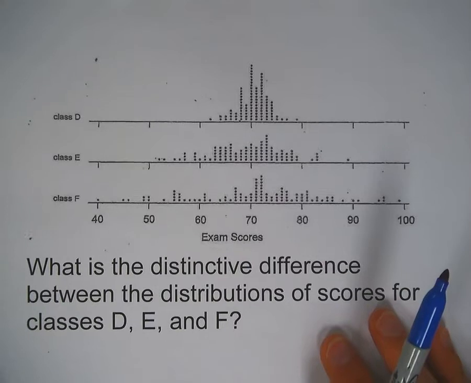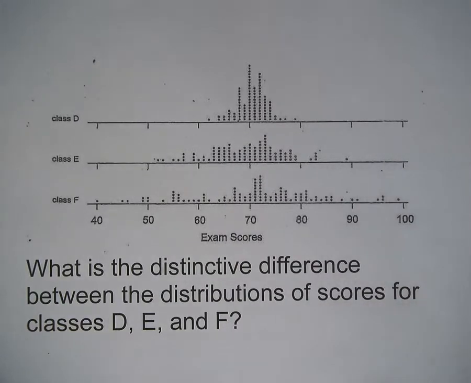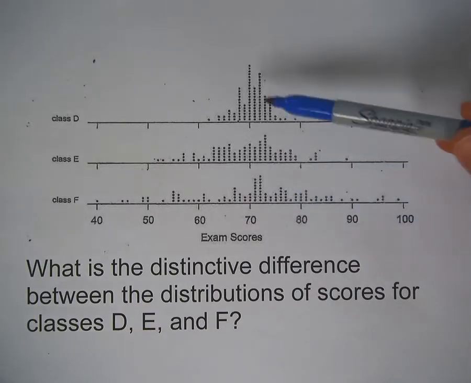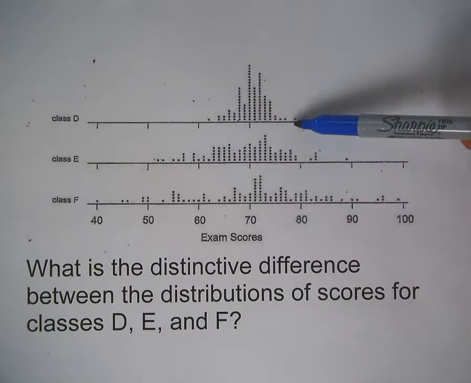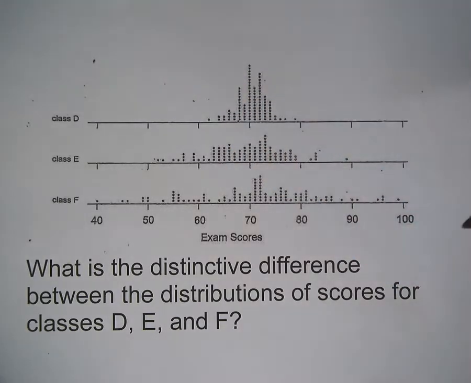Alright, so let's take a look at three new classes. These classes are D, E, and F. Again, let's think about the differences between these three classes. What is the distinctive difference among the distributions of scores for classes D, E, and F? Take a minute to look at those three distributions. Now what I would say is the major difference here is how spread out the data values are. We can see in Class D just about everybody scored between 60 and 80. Nobody above 80, nobody below 60.